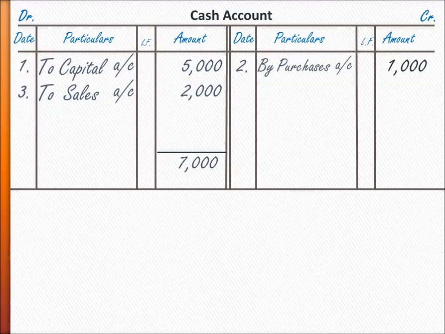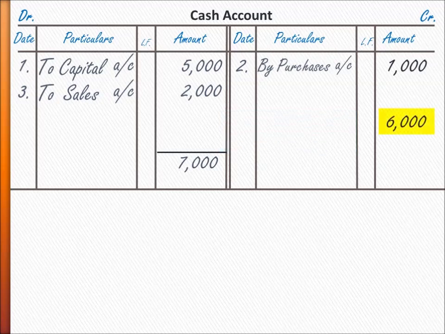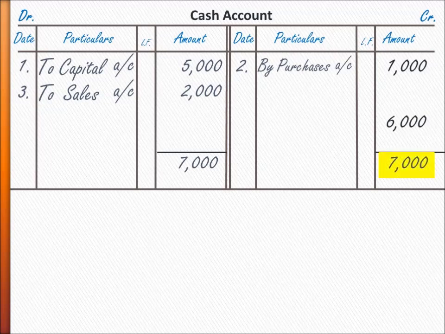So how much amount will you write? Yes, that is rupees 6000. So you write down on credit side rupees 6000 in the amount column. Now the total is 7000. Technically we are balancing the ledger, means we are trying to make the total on both sides equal. So this is the balancing figure we have supplied to the credit of cash account, and that is rupees 6000.